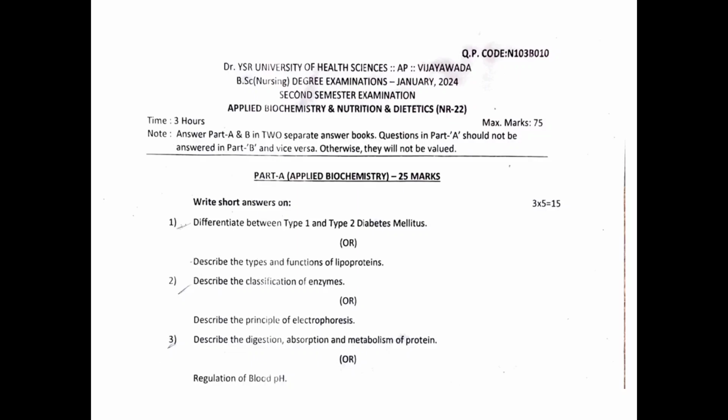Second question: describe the classification of enzymes, or describe the principles of electrophoresis. Third question: describe the digestion, absorption and metabolism of protein, or regulation of blood pH.